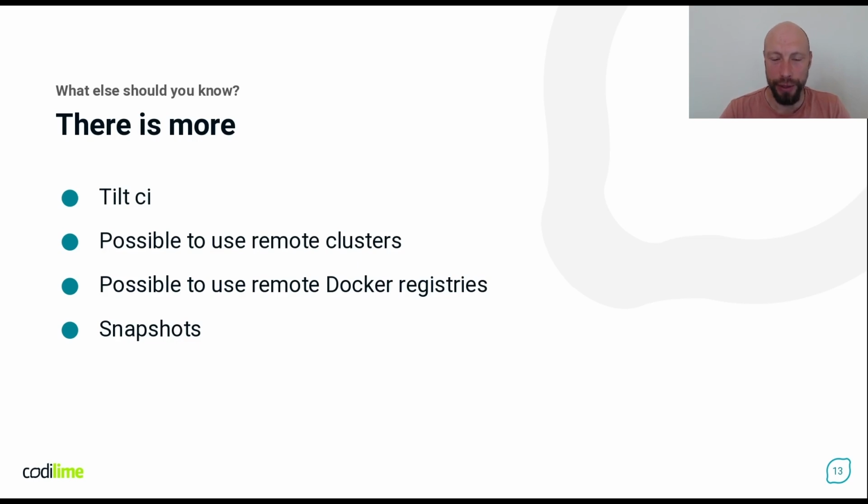Topics that we have not covered, but are also very helpful, like running Tilt in CI mode. With that, you will build, deploy, run your local resources like tests, and then after that, Tilt will clean up all of it. And it's possible to use remote clusters and remote image registries. And one more feature that looks really interesting is snapshots. So you can create a snapshot of your whole environment with deployed applications, and you can share it with your teammates or any third parties like QAs, etc.